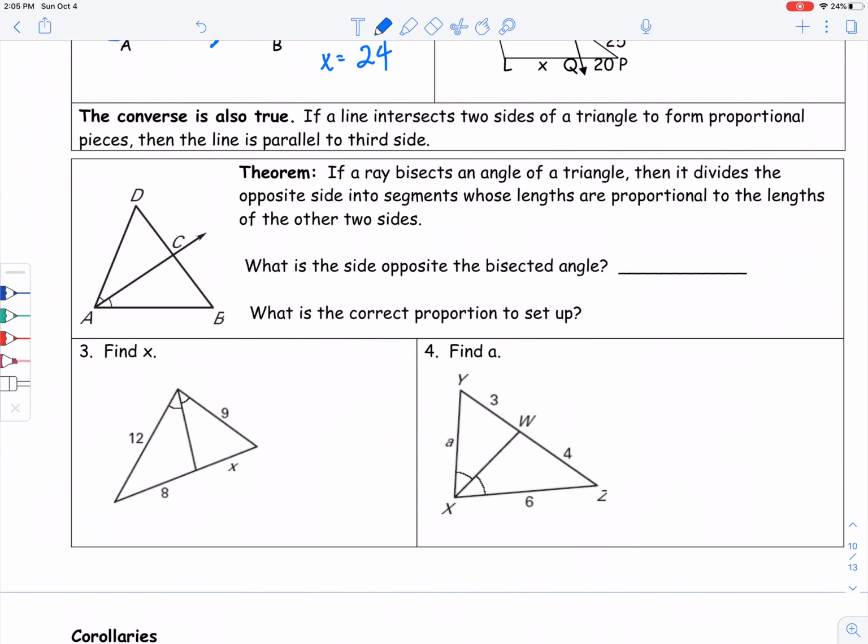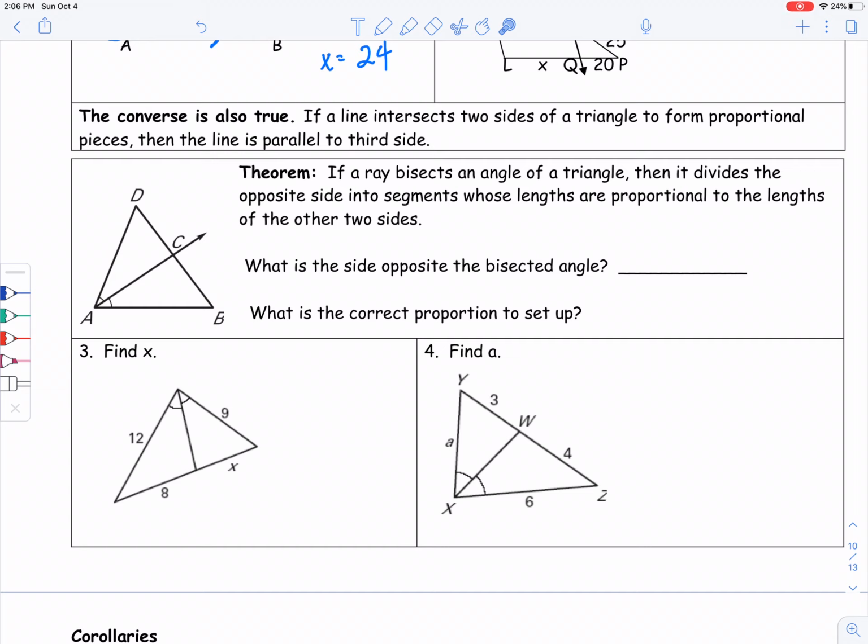Another proportionality theorem, we'll be using angle bisectors. So if a ray bisects an angle of a triangle, in this case angle A here is being bisected, then it divides the opposite side into segments whose lengths are proportional to the lengths of the other two sides. So let's break down what this means.